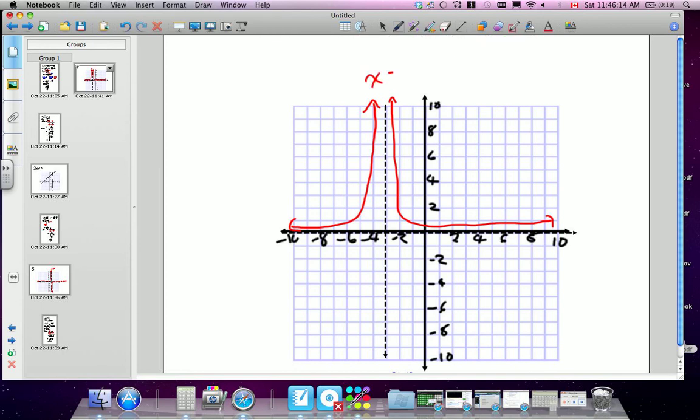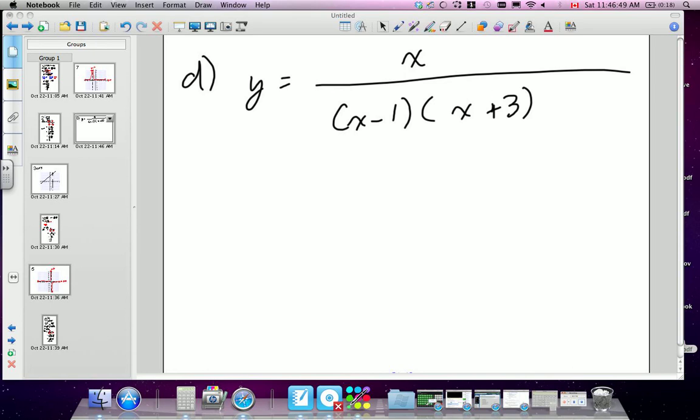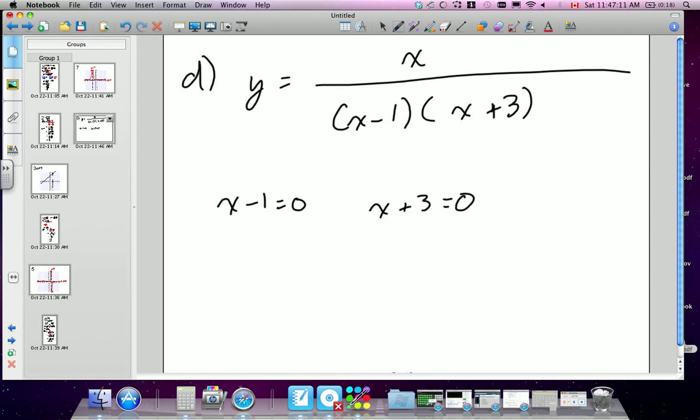So what's our horizontal asymptote? 0. If we go look at this function, we had a horizontal asymptote that's 0, right? So this one was at x equals negative 3, and the other one was y equals 0. Okay, same idea with this question. First step, we need to find out where our function is non-existent. So you have to make the denominator equal to 0. We're going to set each of those equal to 0. So x minus 1 equals 0, x plus 3 equals 0. And if we look at that, x cannot equal 1, x cannot equal negative 3.